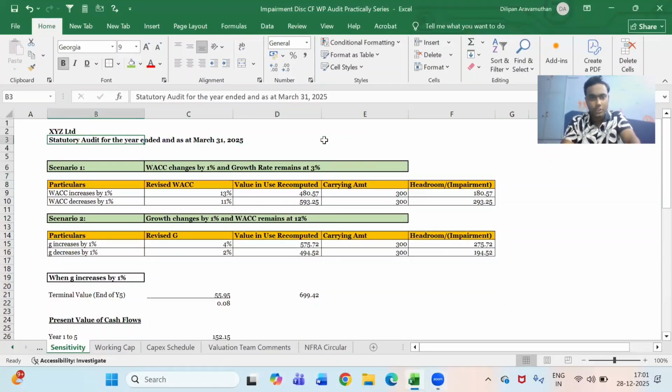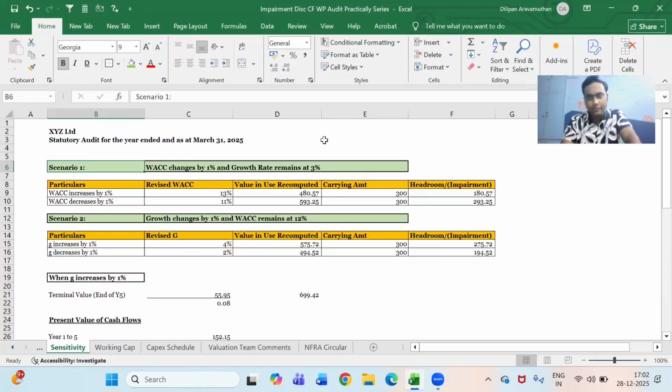Hey guys, let's resume with sensitivity. In sensitivity, we're going to be looking at the sensitivity of two main factors. First would be the weighted average cost of capital, and the next would be the growth rate. So in the first case, we are going to be assuming that the weighted average cost of capital increases by 1% and also decreases by 1% with the growth rate remaining constant. And in the second scenario, we're going to be assuming that the growth rate increases by 1% and decreases by 1% with the weighted average cost of capital remaining constant at 12%.